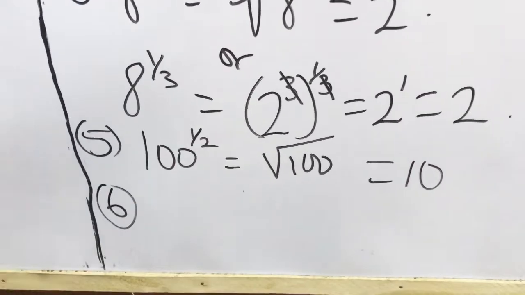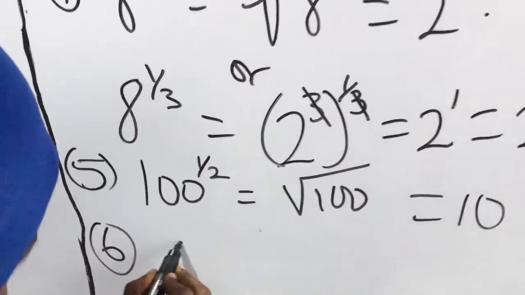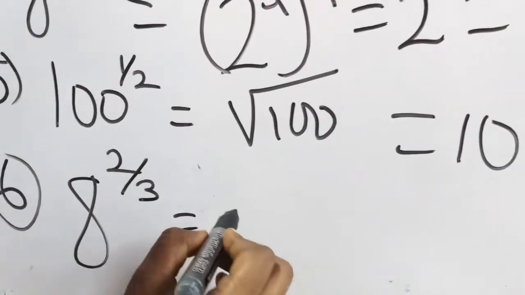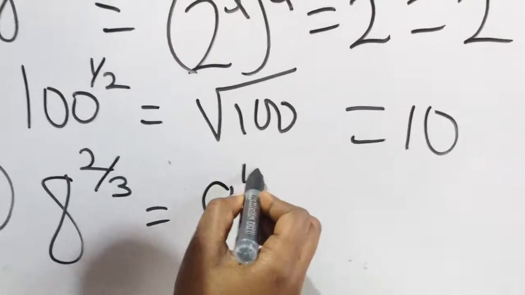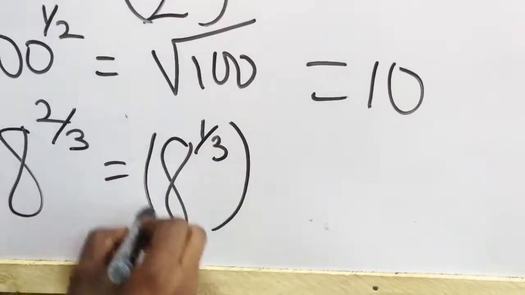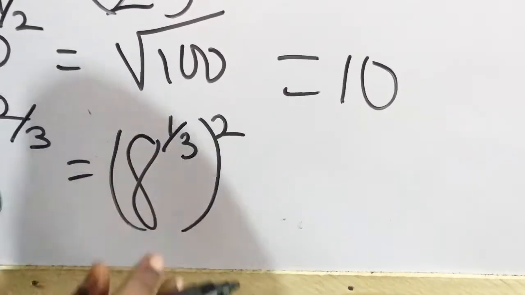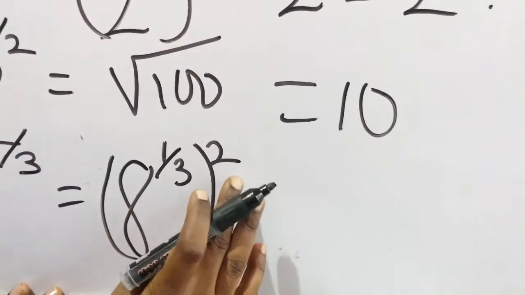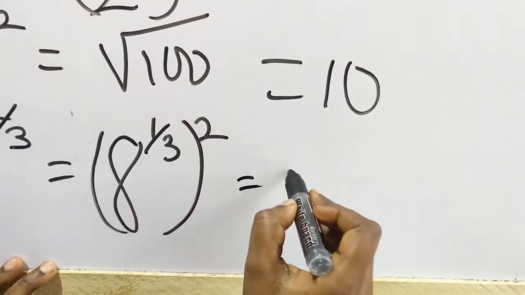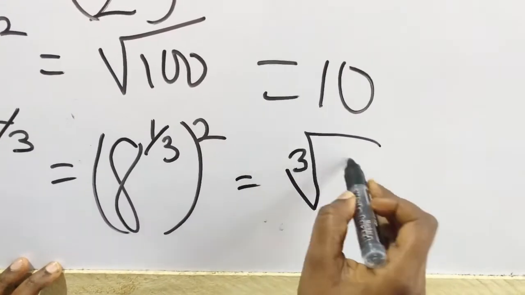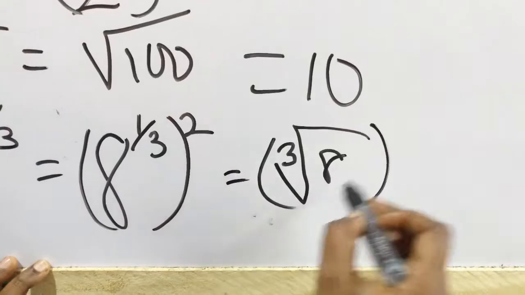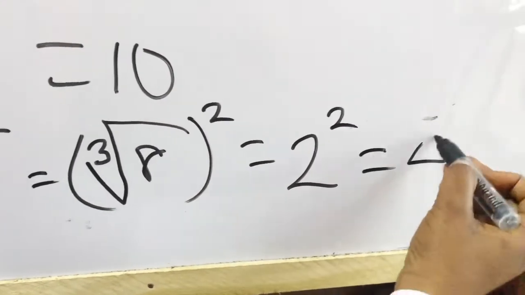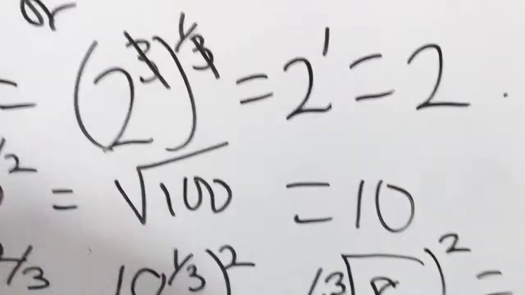Number 6. 8 raised to the power of 2 over 3 will be equal to 8 raised to the power of 1 over 3 multiplied by 2. Or 8 raised to the power of 1 over 3, raised to the power of 2, will be equal to the cube root of 8 raised to the power of 2, which is equal to 2 raised to the power of 2, and it is equal to 4. Number 7.